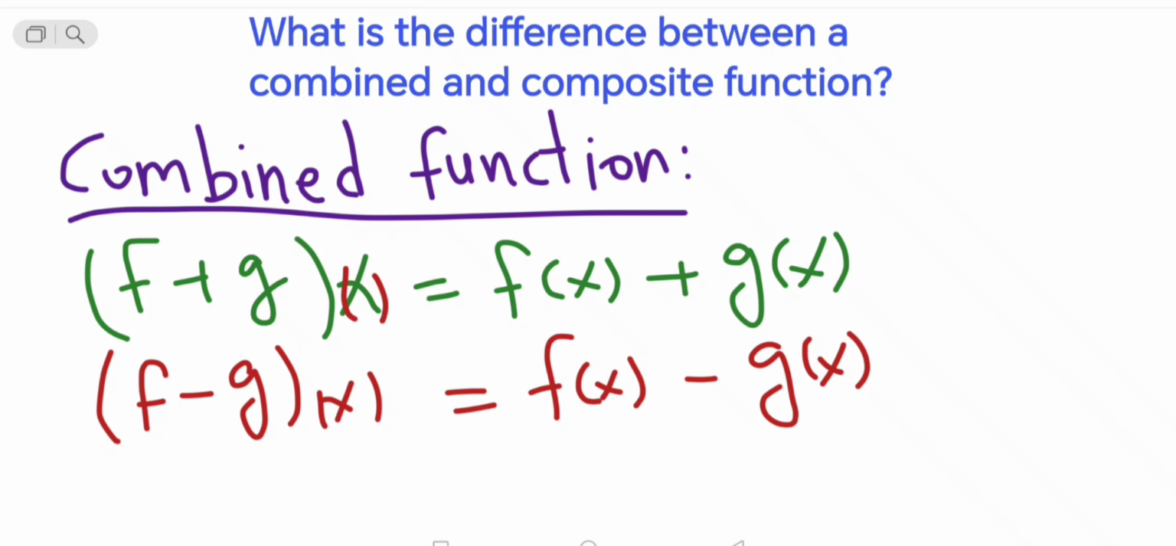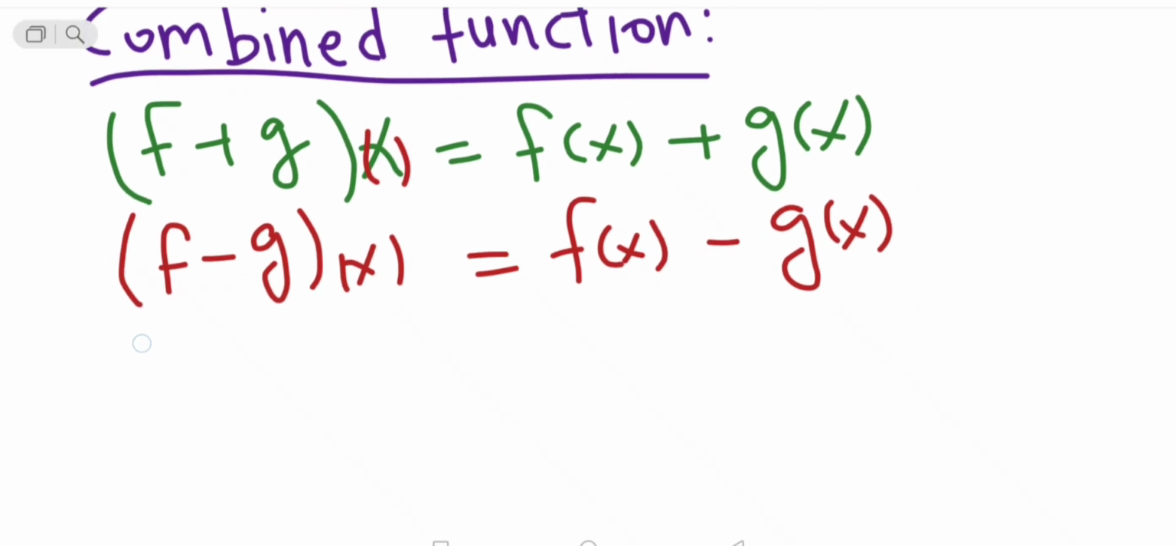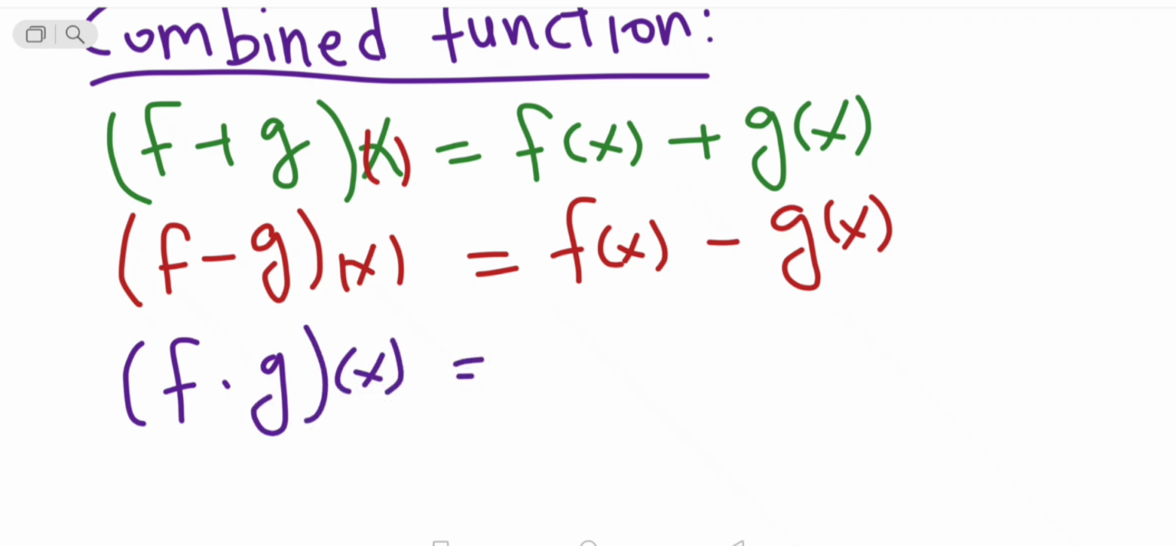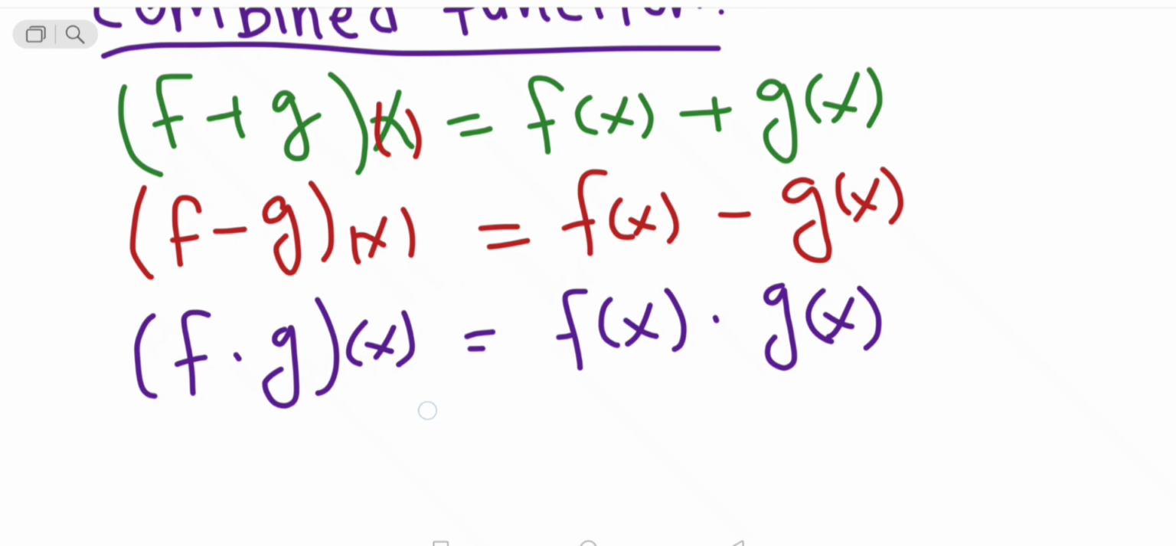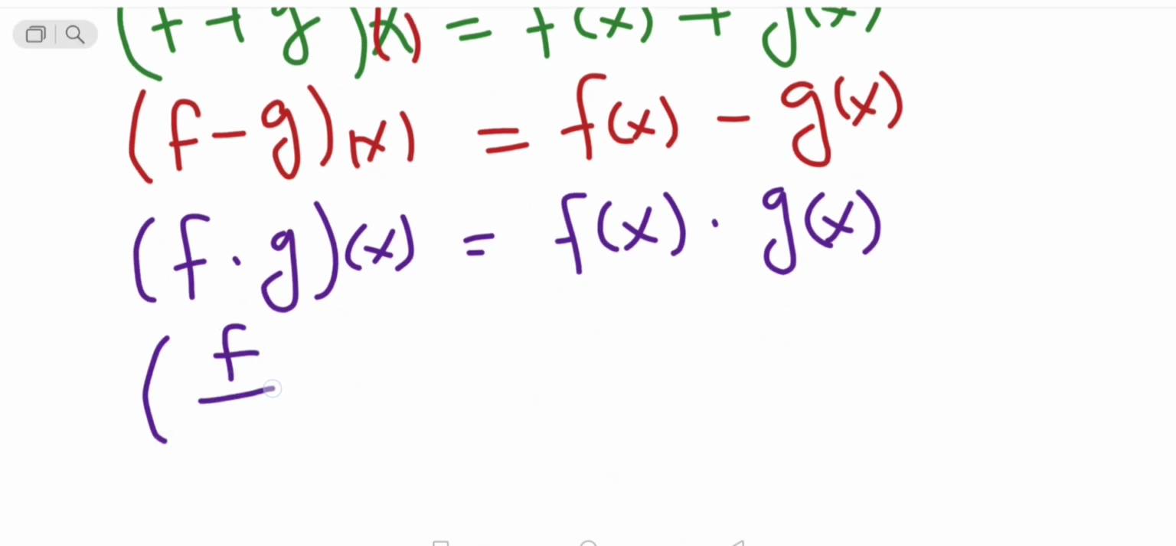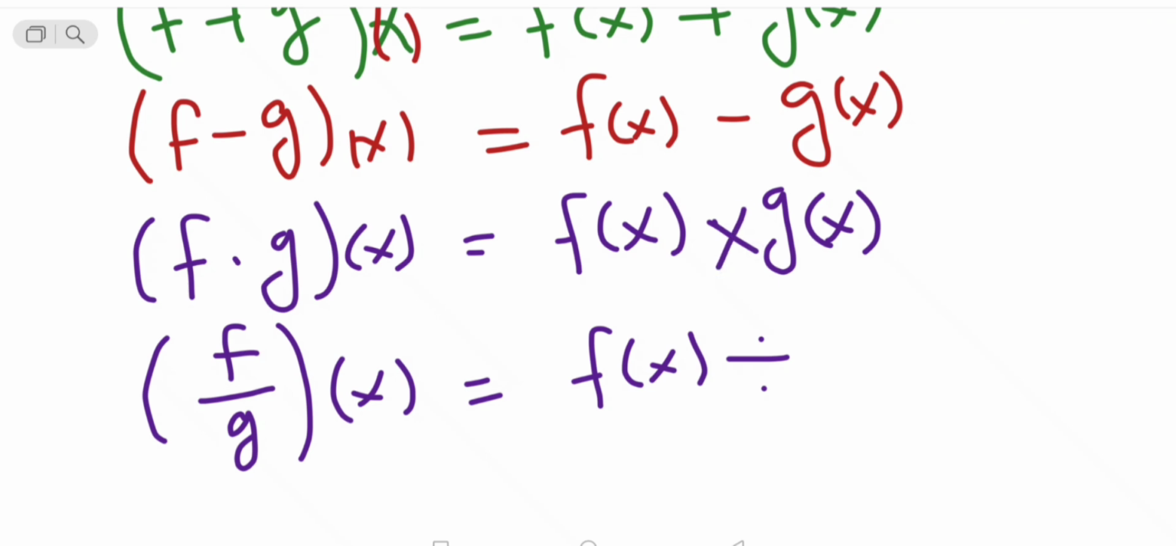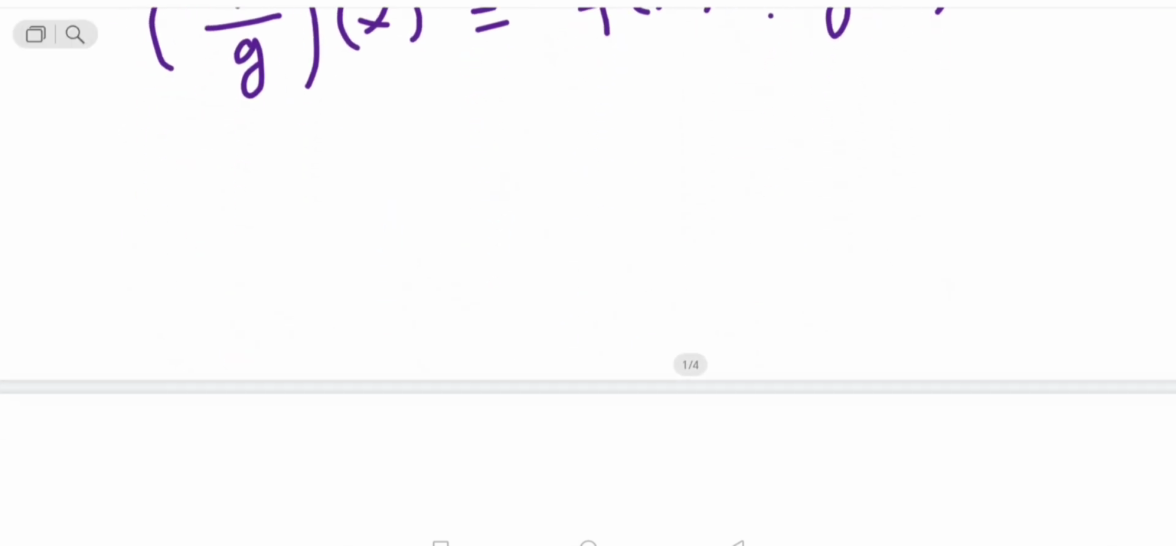Okay, then they can write also f dot g of x. What does it mean? Dot in mathematics means multiply. It means both functions are multiplying. Okay, then f over g, you know it is a fraction, it means divide. It means the f function divided by the g function. I hope it is clear. Okay, now we will do some examples to understand deeply about the combined function.